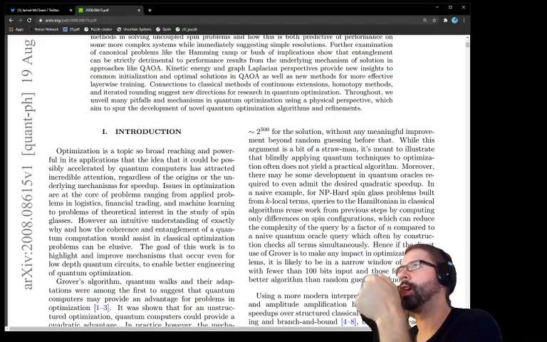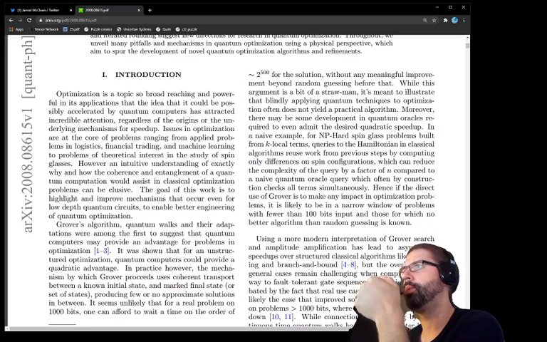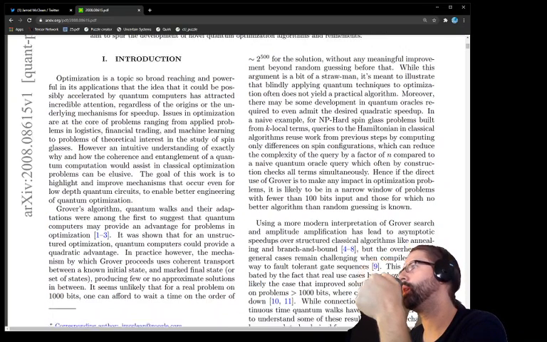I think I'm going to keep the introduction for now. I'm going to skip the introduction for now. Grover's algorithm, quantum walks, blah blah blah. Optimization topic. It's a broad topic.